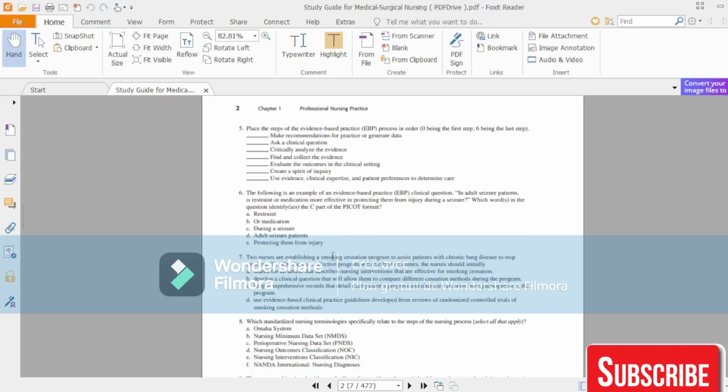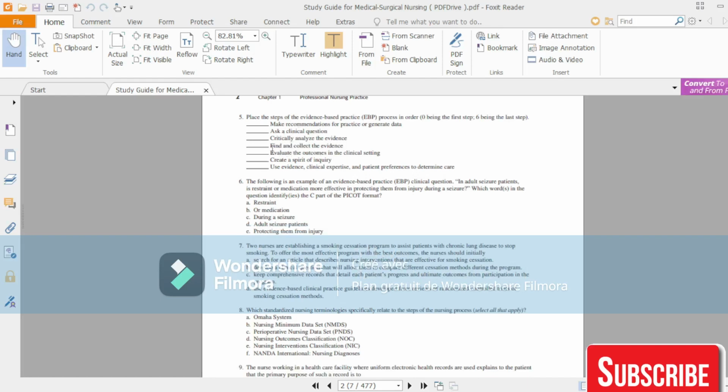So moving to the next question, which is the fifth one. Place the steps of the evidence-based practice (EBP) process in order, 0 being the first step, 6 being the last step. So we have to order these. We have: make recommendations for practice or generate data, ask a clinical question, critically analyze the evidence, find and collect evidence, evaluate the outcomes in the clinical settings, create a spirit of inquiry, and use evidence, clinical expertise, and patient preferences to determine care.